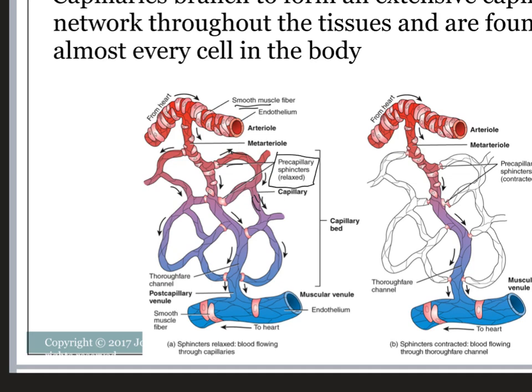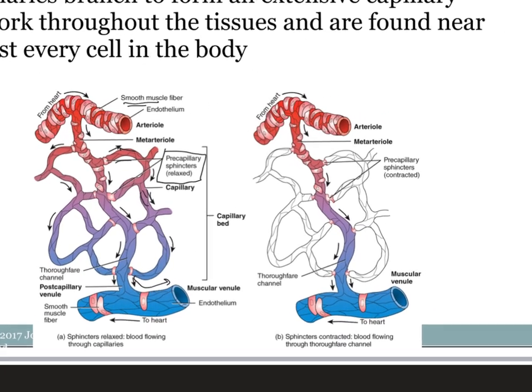Now with the precapillary sphincters relaxed, blood is flowing at an optimal rate through the capillary bed, and we see the changeover from red to blue, signifying nutrient-rich to nutrient-poor, oxygen-rich to oxygen-poor, back into our venule or muscular venule that's going to lead back to our veins.